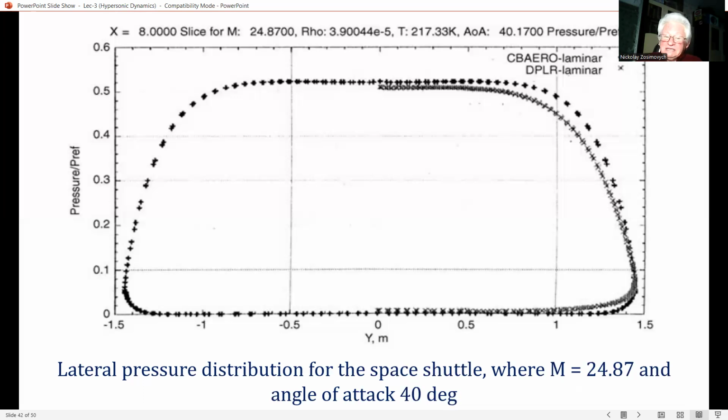And here we see that CBAERO slightly over-predicts the peak pressure of the windward side, especially along the side portion of the body with large lateral curvature, where three-dimensional flow effects are a bit strong. Sorry, it's not exactly big. It's maybe sometimes very.